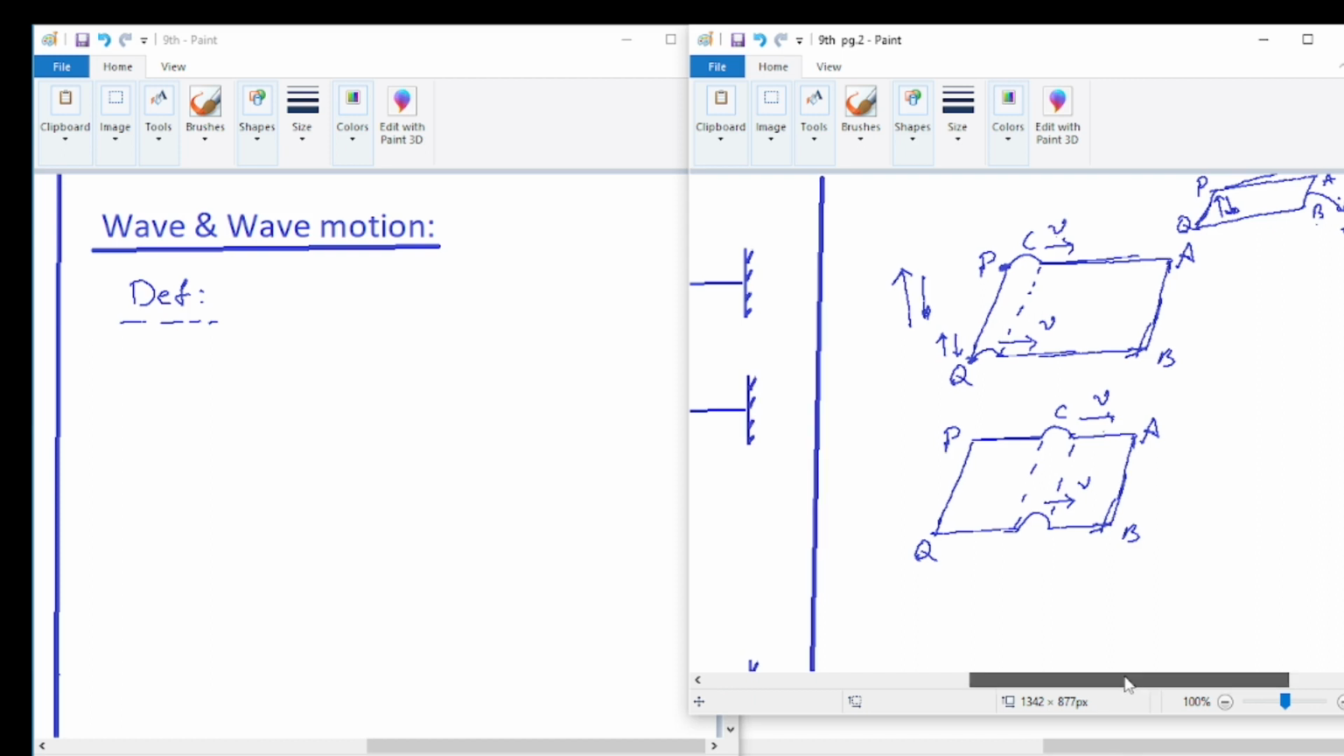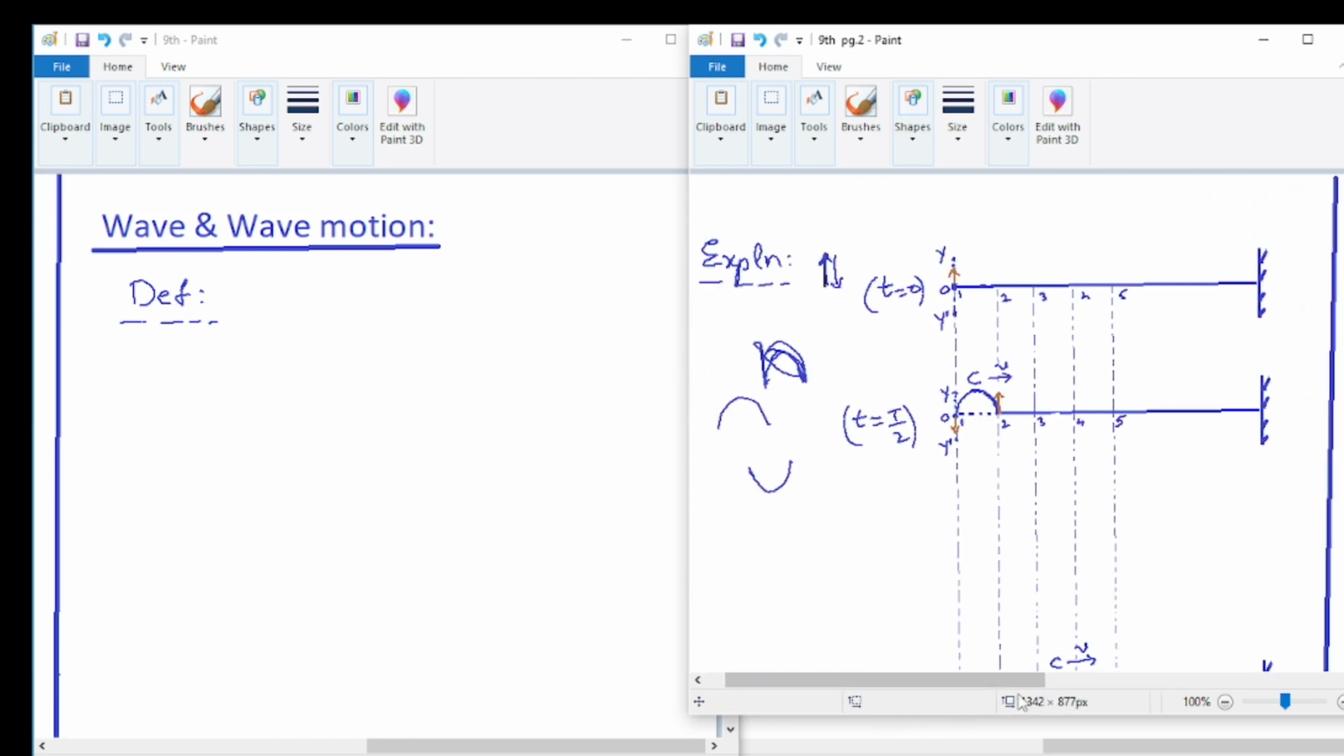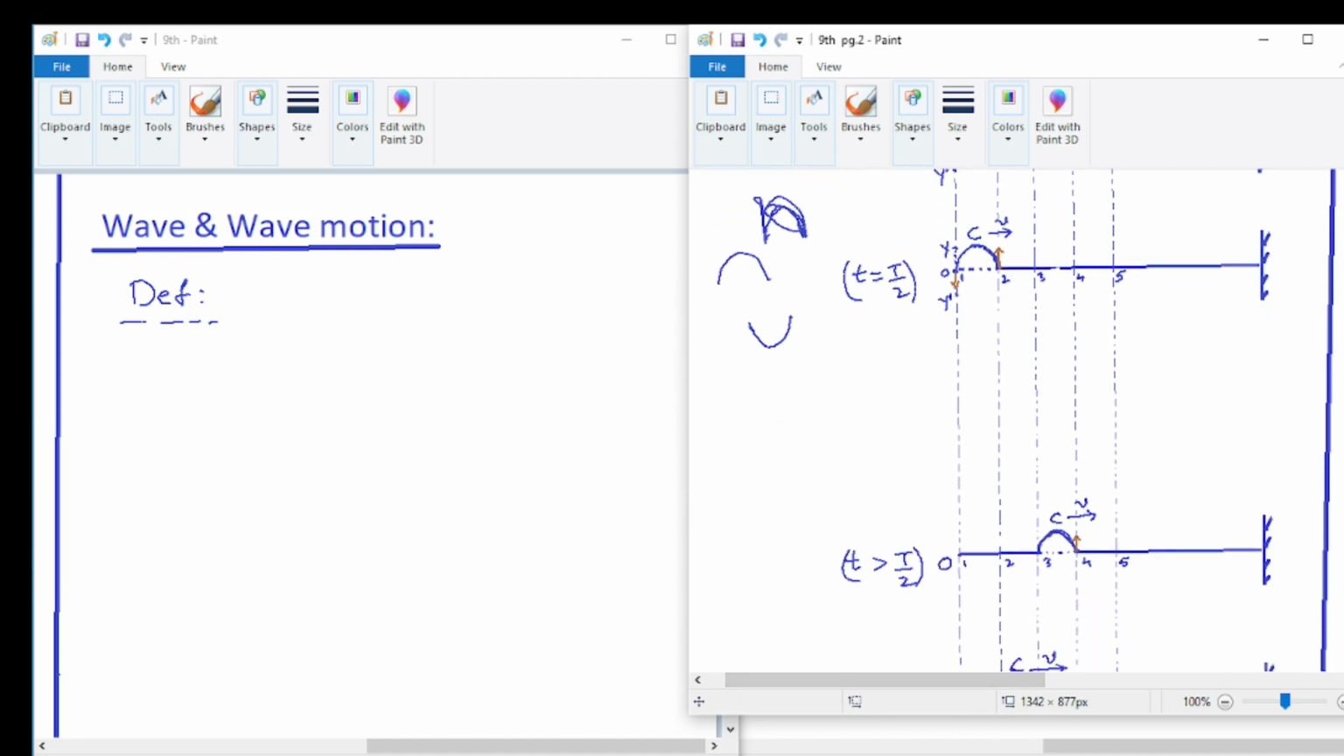But how is this wave propagating? Just observe here. Propagating means traveling. How is the wave traveling? Because of transmission of vibrations. One particle's vibration is transmitted to the next particle, and then to the next particle, because of the continuous transmission of vibrations.